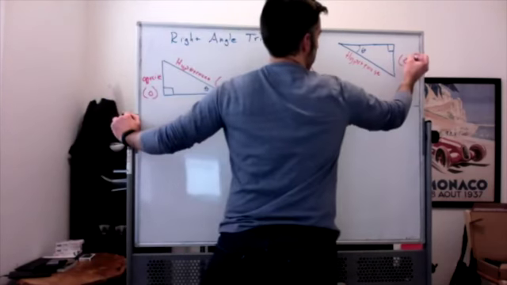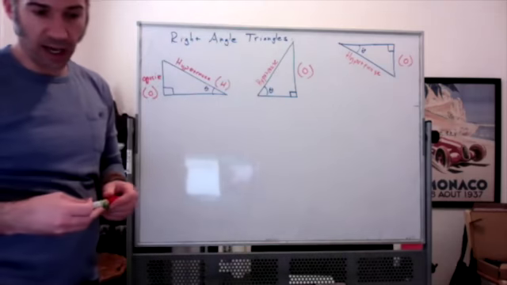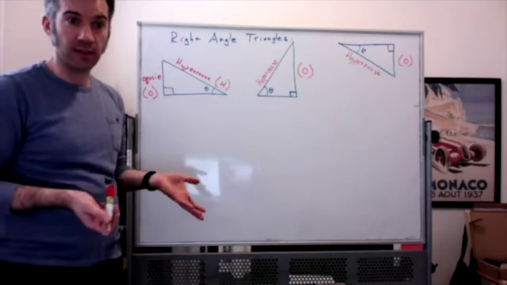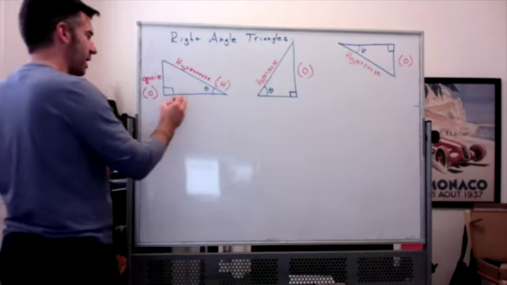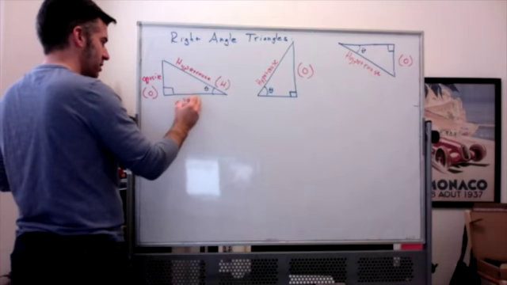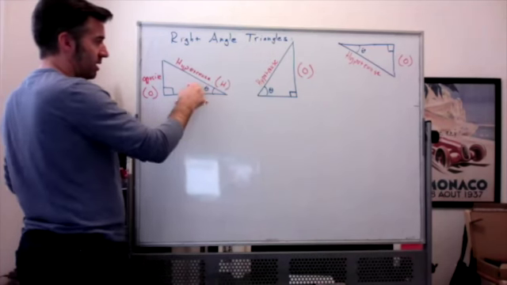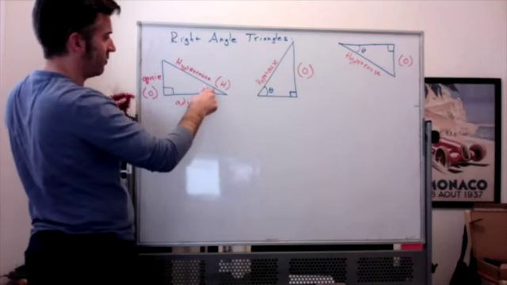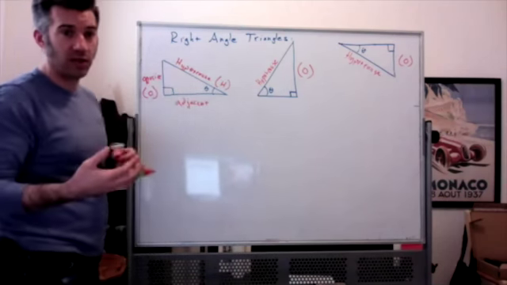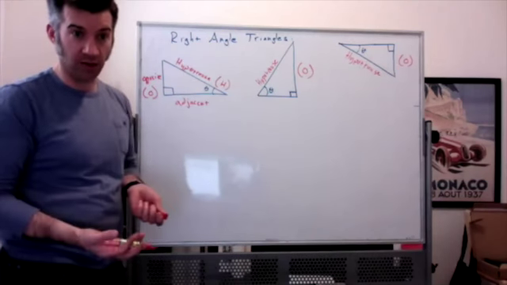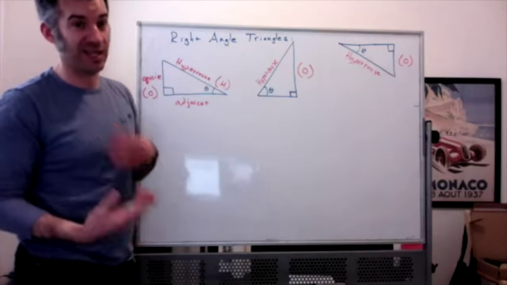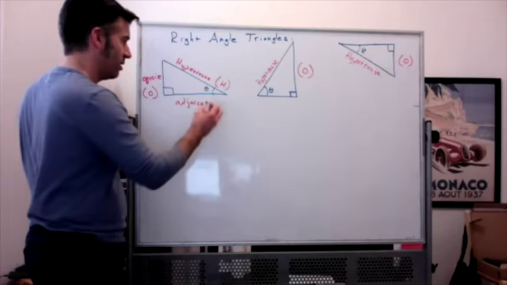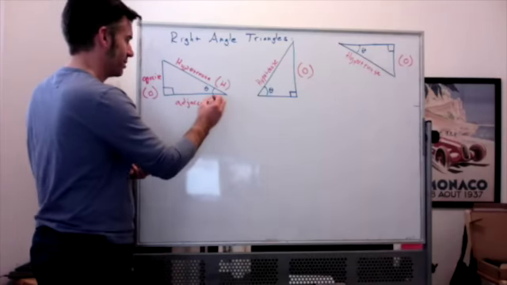This is the opposite. The third side is the adjacent. So the adjacent side is the side that the angle is next to that's not the hypotenuse. Because if you pick this angle or this angle, one of the sides that's going to be next to it is always the hypotenuse, and the other side that's next to it that isn't the hypotenuse is called the adjacent side because it's adjacent to it.